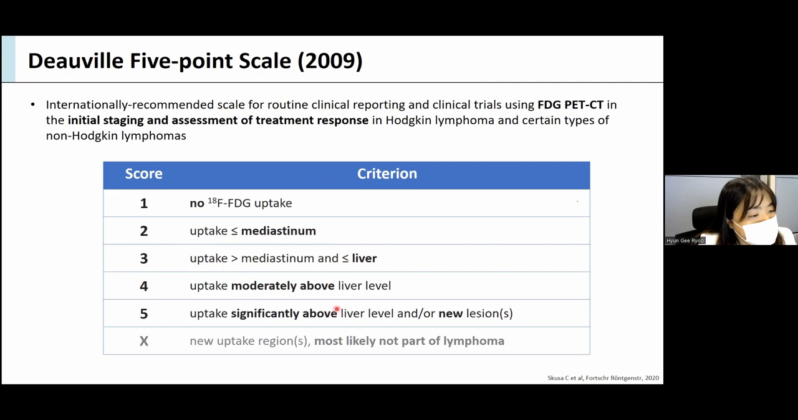And if the patient has uptake above the liver uptake, then we can score it as Deauville score 4. And if the patient has significantly higher uptake than liver, or if the patient has a new lesion, we can say this patient has a Deauville score of 5. So this scoring system is used for the initial staging and assessment of the treatment response of lymphoma. So we should memorize this 5-point scaling system.